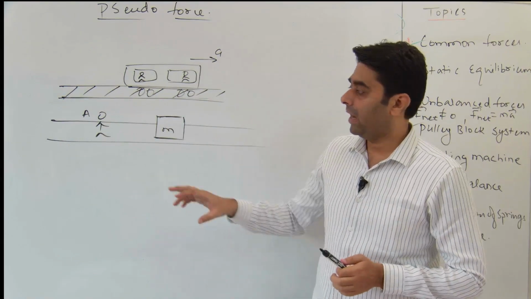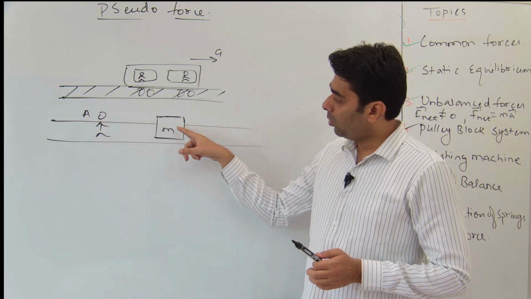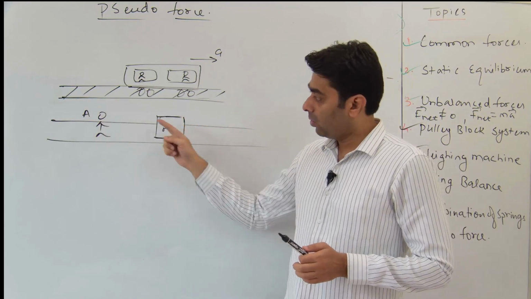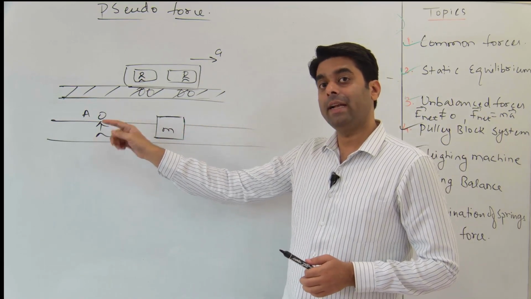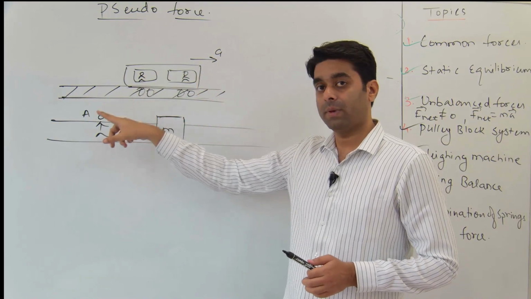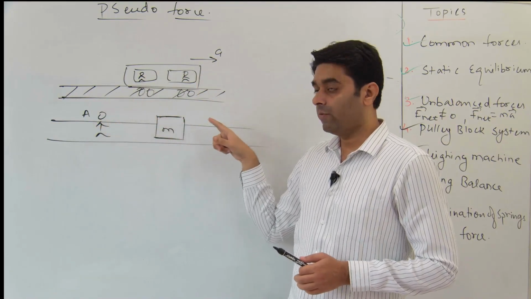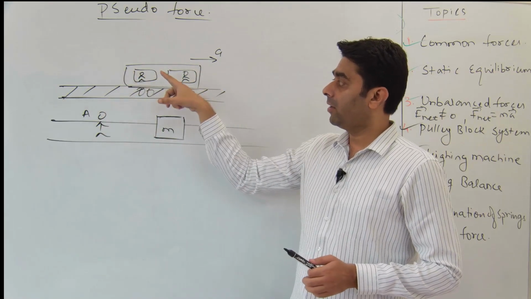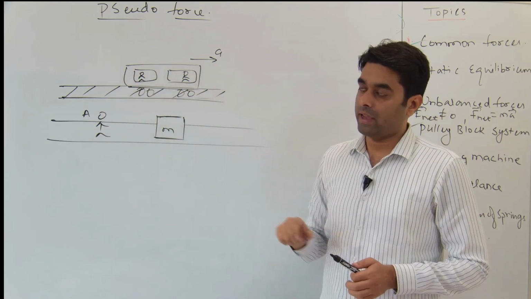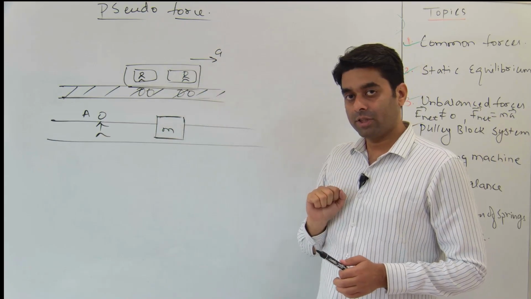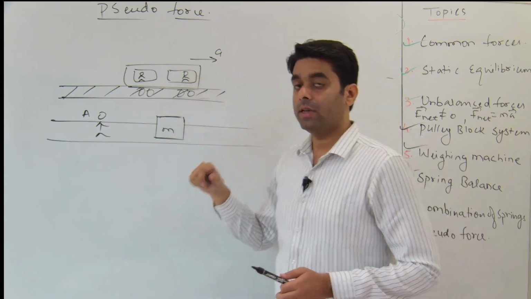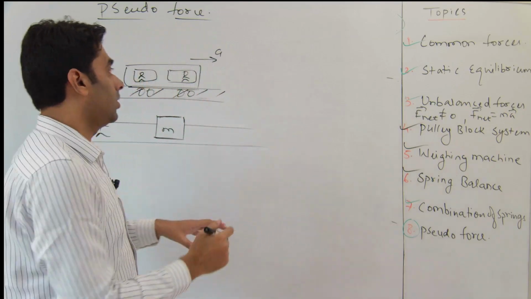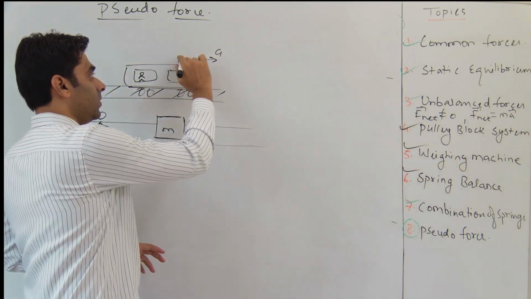What situation do we have? On a platform, a block of mass m is kept, and on the same platform, a person A is standing. He is at rest. Now, near to this on the track, a train is moving with an acceleration of A. In this train, a person is there. Let's say that this person is B.